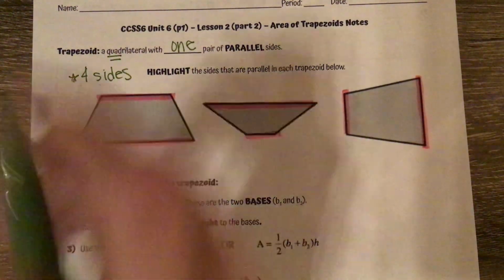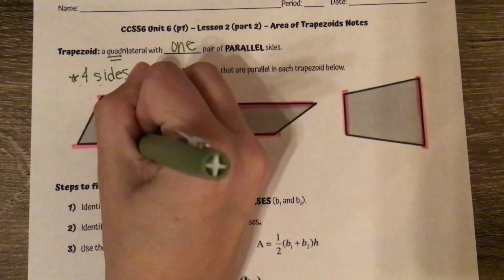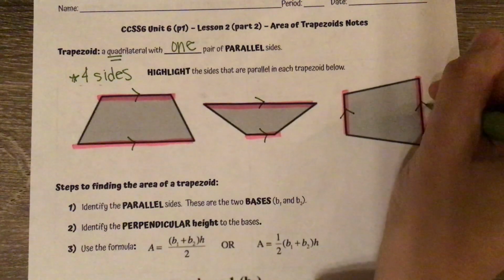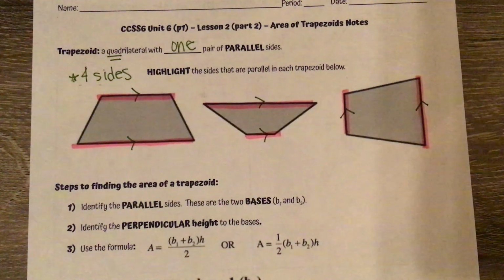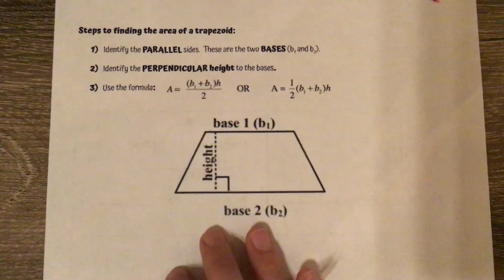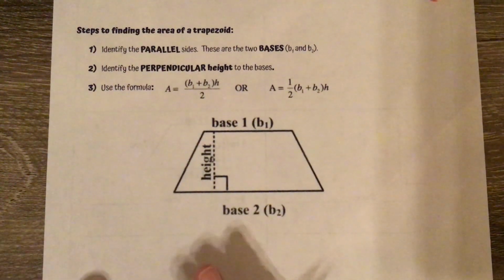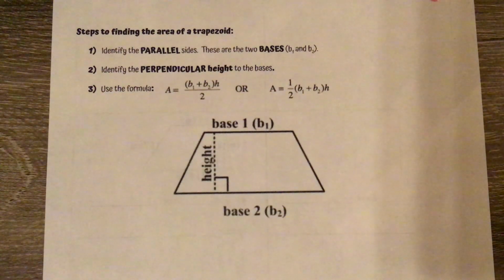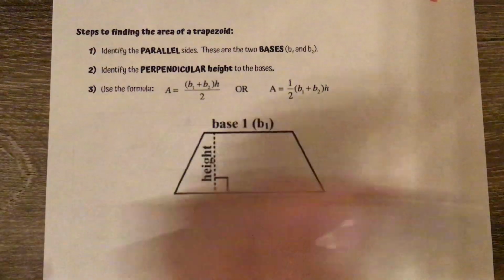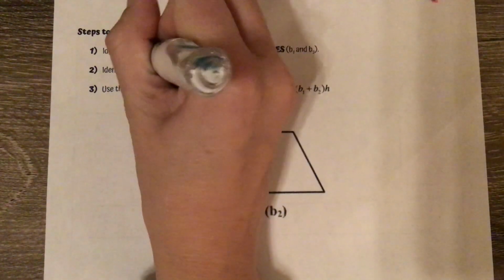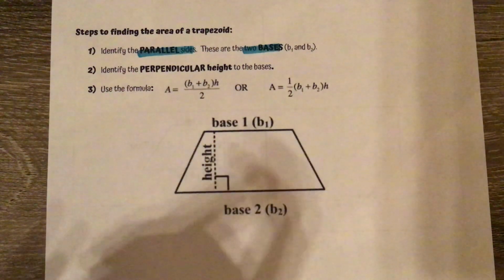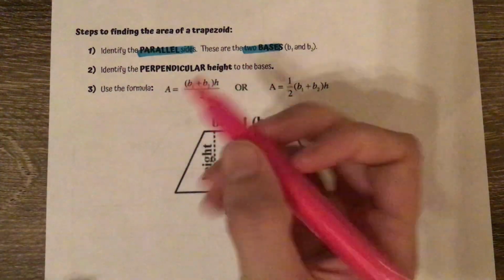So if you're looking at labeling them parallel, we do those little arrows to show they are parallel to each other. So steps to finding the area of a trapezoid. First thing, just like we've been doing, we are identifying the parallel sides, and these are going to be our two bases. So the parallel sides are our two bases. That's what's important. We have a base 1 and base 2.